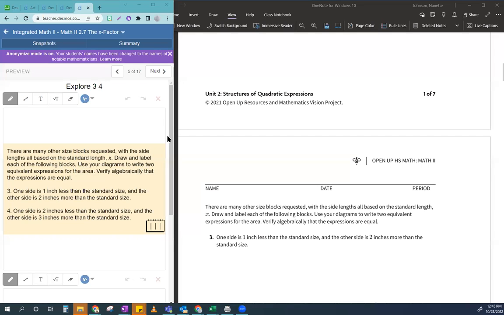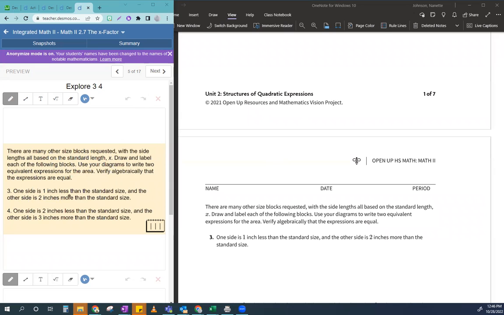Okay, so with this one right here, we're still in 2.7, and it says there are many blocks that are requested with the side lengths all based on the standard length of x. Draw and label each of the following blocks. Use your diagram to write at least 2 equivalent expressions and verify algebraically that the expressions are equal.